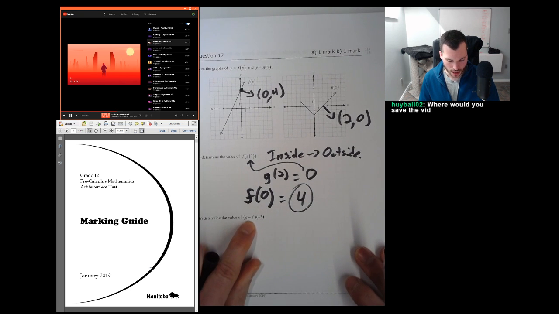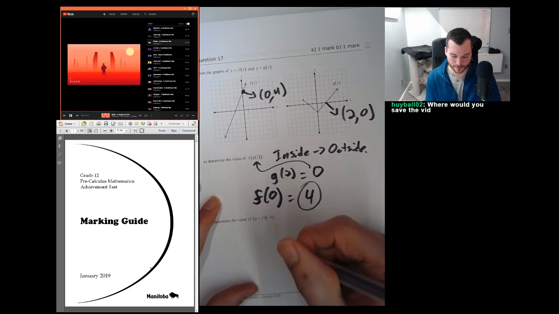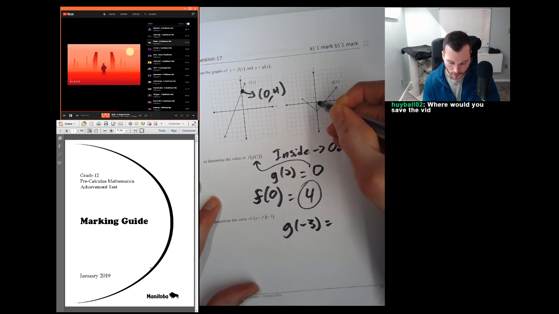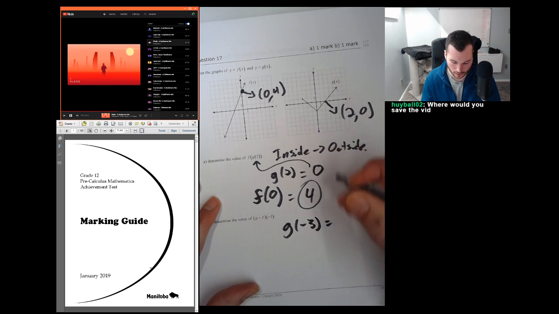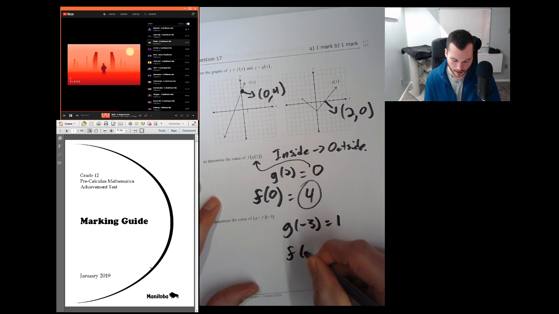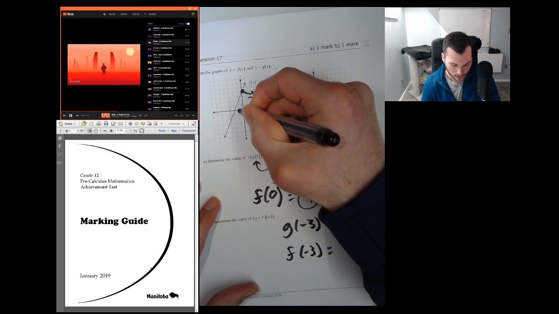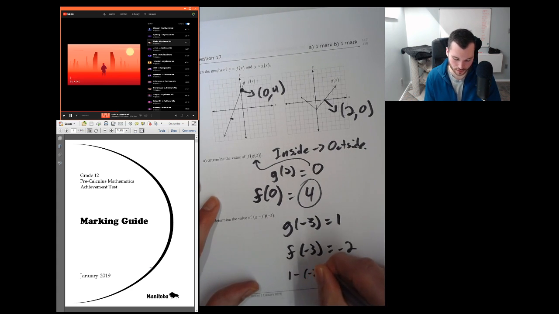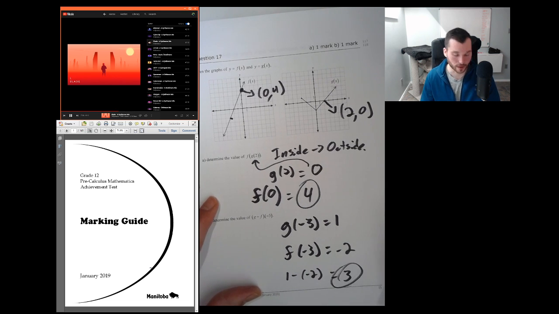Determine the value of g minus f at -3. Let's do g at -3: 1, 2, 3. We're at +1. f at -3: 1, 2, 3. Down here, can I read that? -2. So all we're doing right now is g minus f at -3. We got g at -3, which is 1, and f at -3, which is -2. Done.